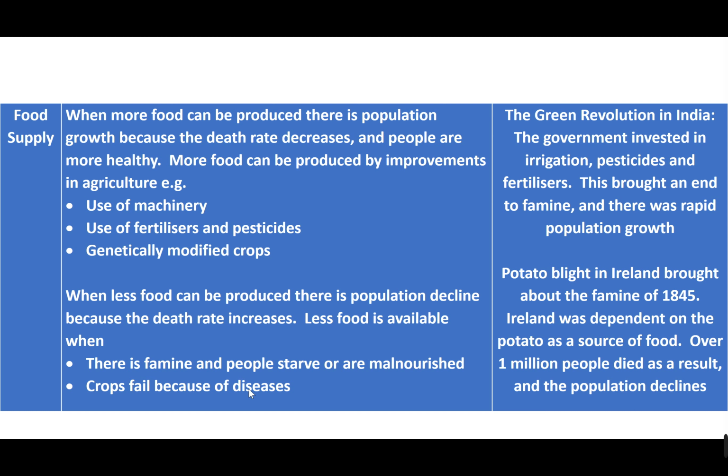Or when crops fail because of diseases. This can happen. The best example of this is potato blight. Crops can also fail because of bad weather conditions. Again, drought or almost too much rainfall, or if there's a late spring freeze, that can kill off crops as well. All right, so food supply can cause population to grow if more food can be produced for these reasons. Food supply can also result in the population declining if less food is available.